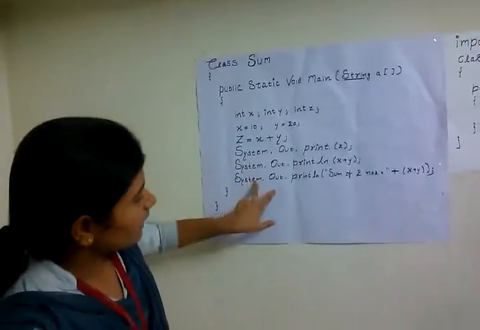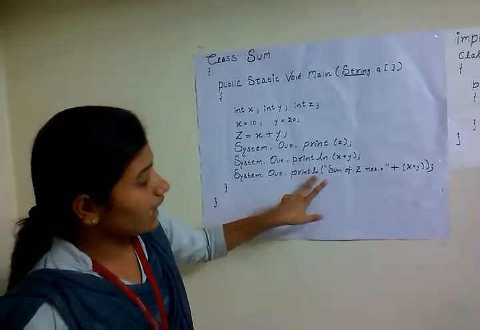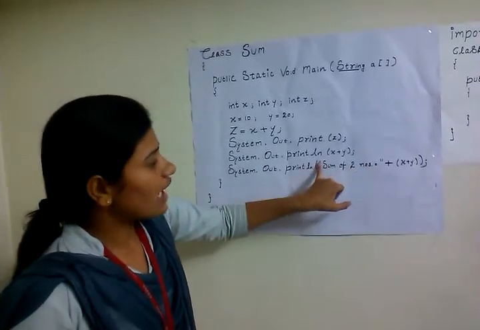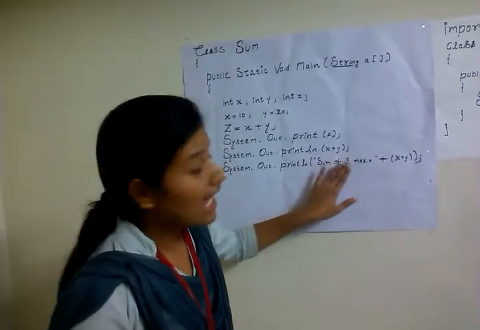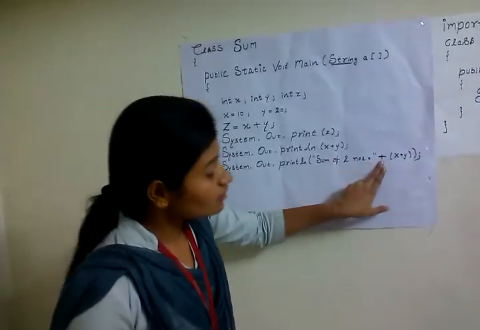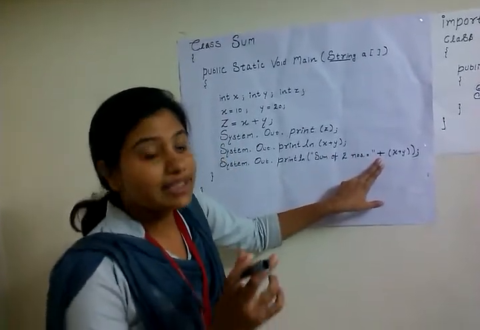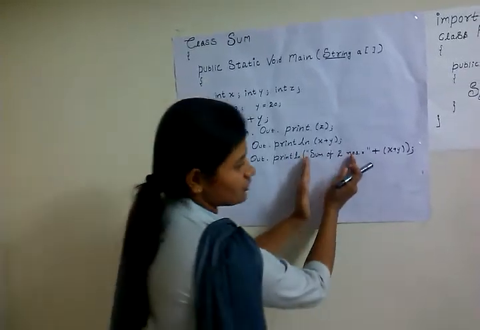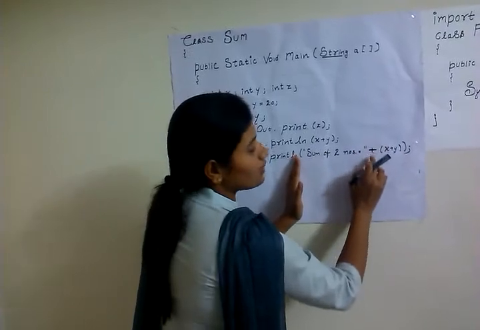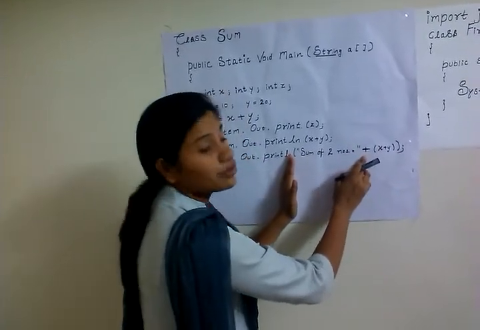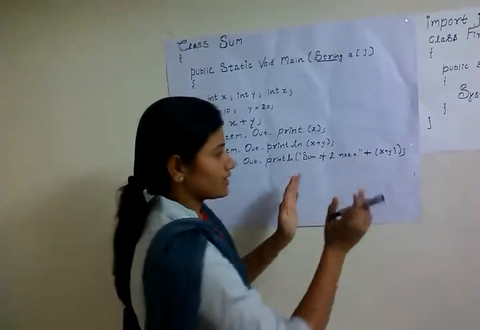Now, in the last line, I have written System.out.println with "sum of two numbers". I have written it in double quotes. It means that I want to print this line as it is on the screen. And the plus operator is used for combining two things, that is, a string and a numeric value. To combine these, I have written a plus operator. It is always necessary to write it when we want to combine two things.